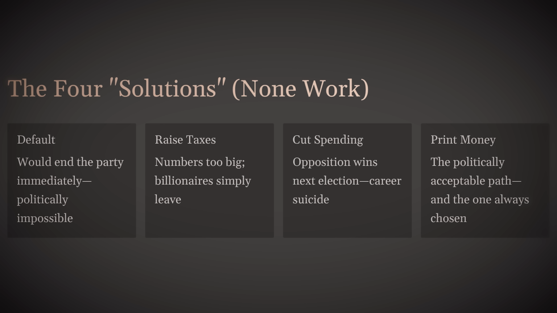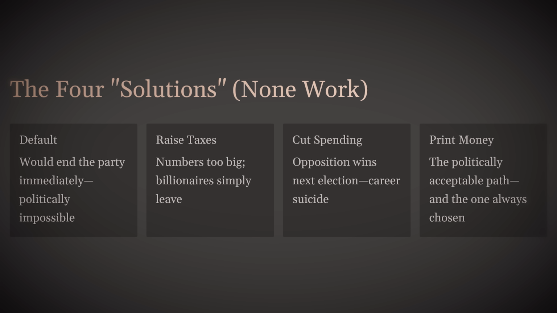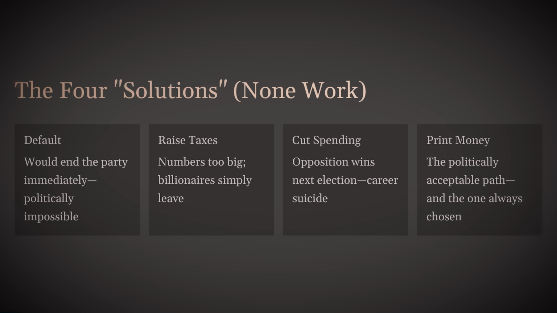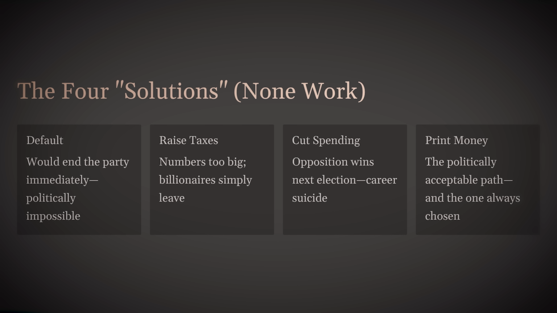Well, you can't default because that would just end the party. You can't raise taxes enough, the numbers are too big. You can't cut spending enough, or the politician doesn't survive. By the way, somebody wrote in my comments the other day, no, you could just tax all the billionaires at 100% of income. You would collect 15 trillion now, and then another 20 trillion over the next 10 years. That chap was an economist, he says.